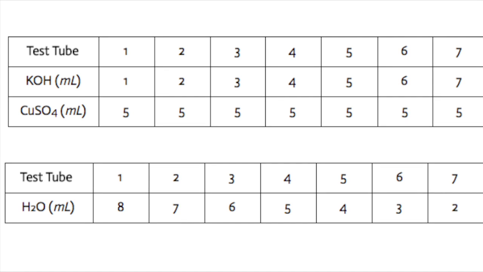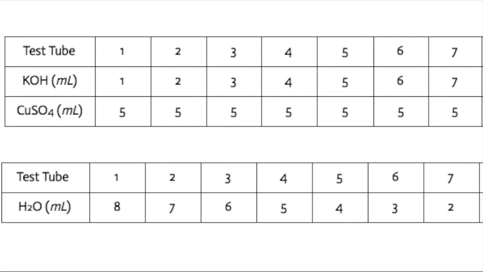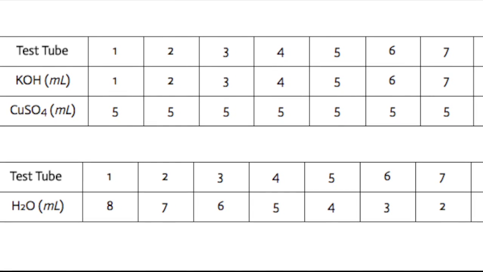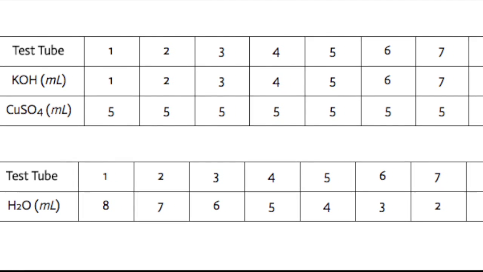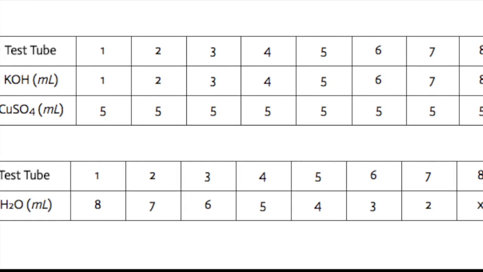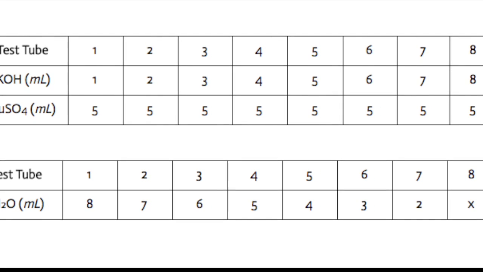The first step of our reaction was that we filled each of the 8 test tubes with milliliters of H2O, decreasing by 1 milliliter per test tube, from 7 milliliters all the way to 0. Then we added 5 milliliters of CuSO4 to each test tube, and finally added milliliters of KOH, gradually increasing by 1 milliliter, starting with 1 and ending with 8 milliliters.